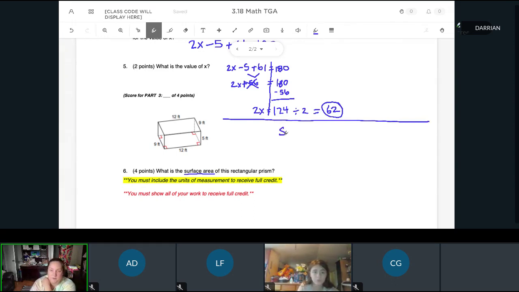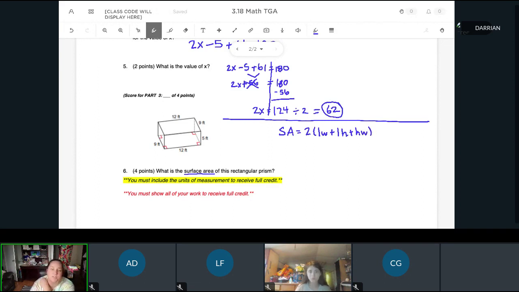Surface area formula. On yours, write SA, that means surface area, is equal to 2 times length times width, plus, let me make sure I'm telling you right, plus length times height, plus height times width.